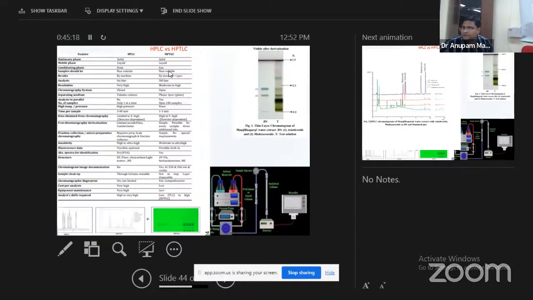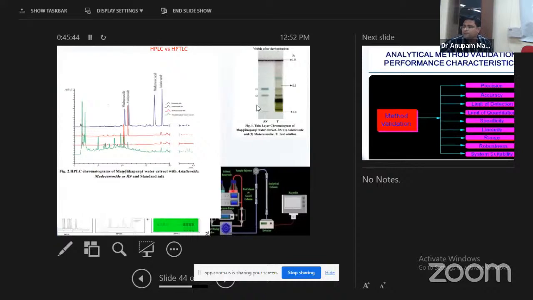In HPLC, gas is required. The result is by machine in both, and in HPLC you can get very high resolution, while in HPTLC you get moderate resolution. This is one TLC plate. You can see the spots on the TLC plate: 1, 2, 3, 4. Four spots you are seeing. These two are the marker compounds.